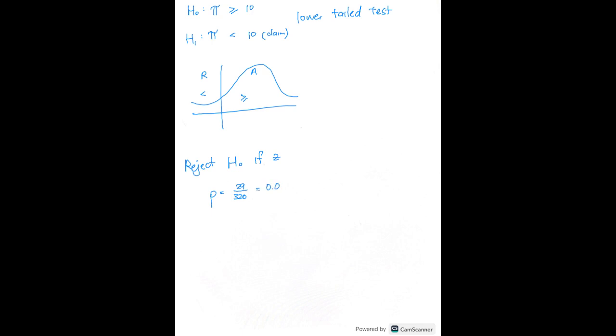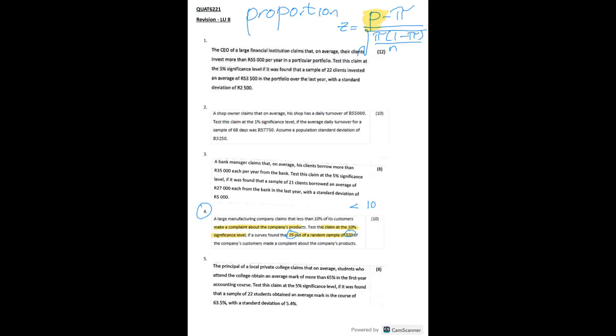And then we also see that the sample size itself is 320. So N is 320, P is 0.09, pi is the 10% that they mentioned at the beginning, so 0.1, and that's all we actually need. And your level of significance is also 10%. They said test the claim at the 10% significance level.